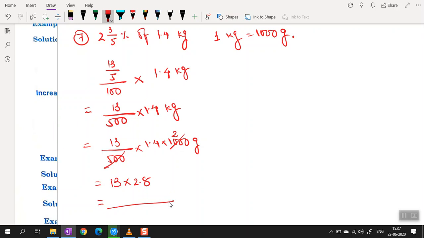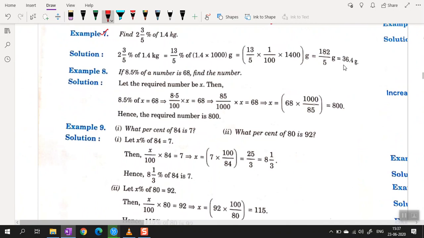So we have got 13 multiplied by 2.8, and I'm getting 36.4 grams, and that's perfectly fine if my answer is in grams. Let's check if the answer is correct. 36.4 grams, absolutely correct. They also converted the whole thing into grams, right? So if the calculation becomes difficult, you can definitely convert the units to make the calculation simpler. It is not wrong. Next example.